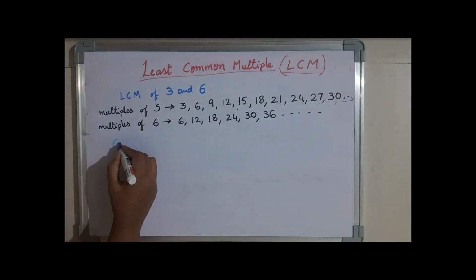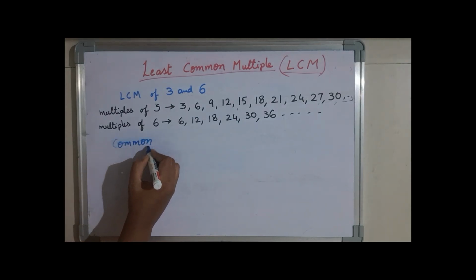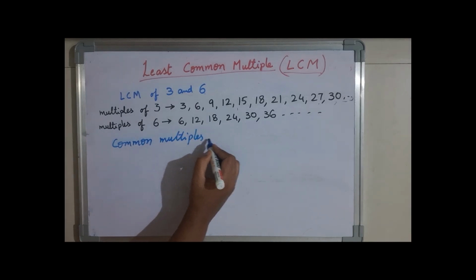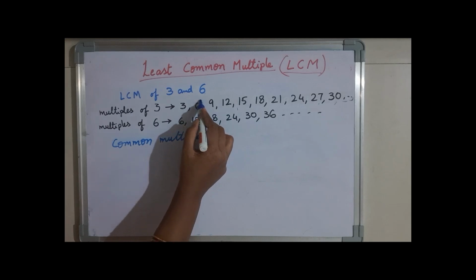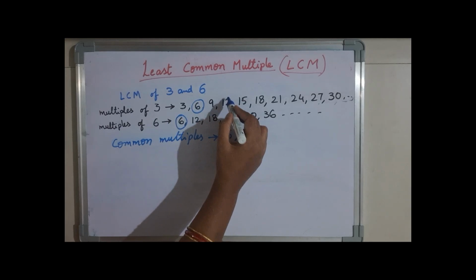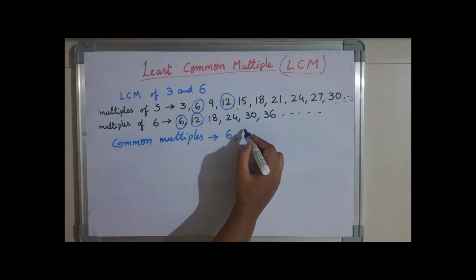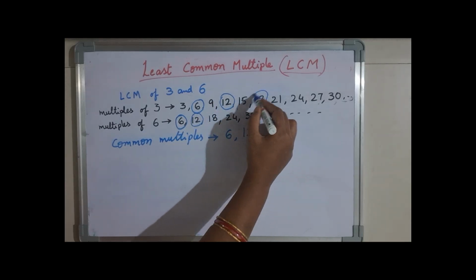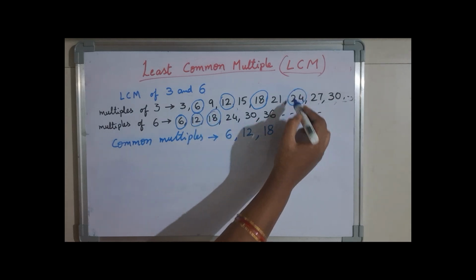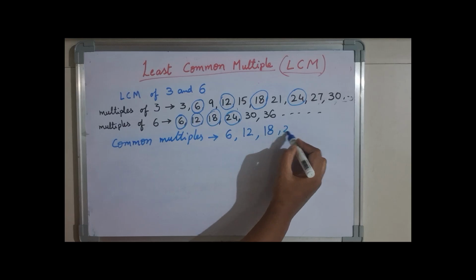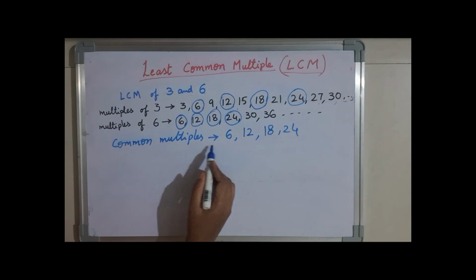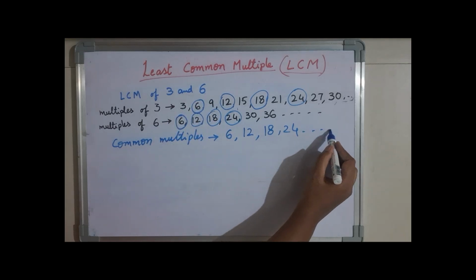So here when we take the common multiples of both the numbers, what do we have as common multiples? See, 6 is a common multiple here. 12 also is a common multiple. Then 18 is also a common multiple. And 24 is also a common multiple. Since the multiples are endless, the common multiples of any two numbers are also endless.